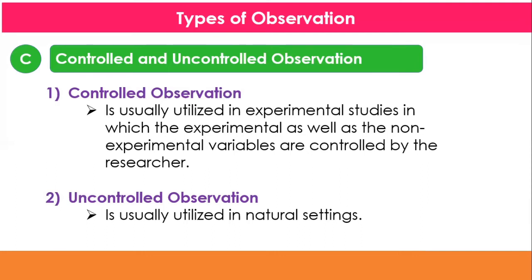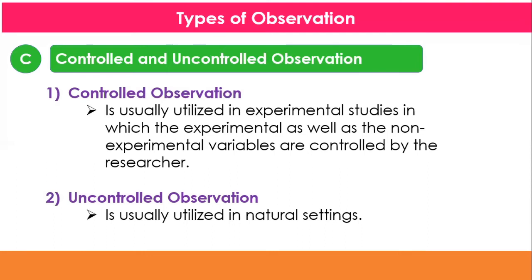On the other hand, for uncontrolled observation, it is usually utilized in natural settings, meaning no control whatsoever is placed upon any variable within the observation area. For example, the farmers may be observed as they work in their farms. The dwellings of a tribal group may be observed as they are, etc. So uncontrolled observation is similar to unstructured observation and utilized in participant observation.